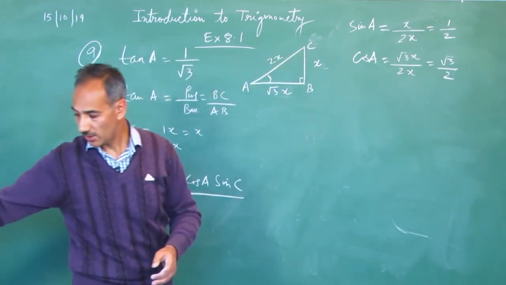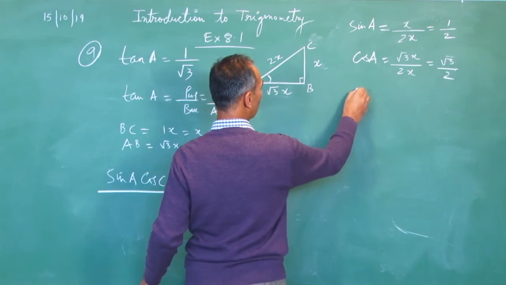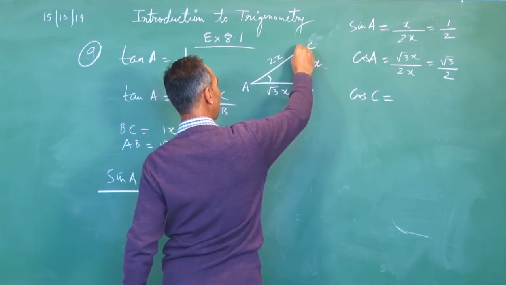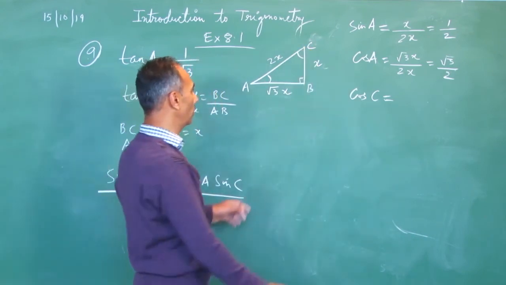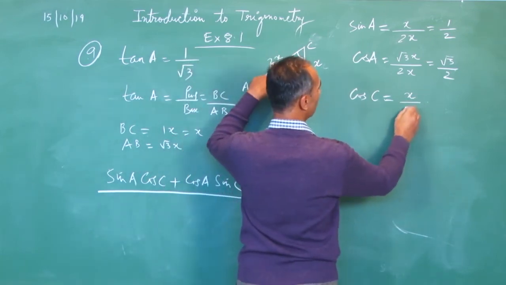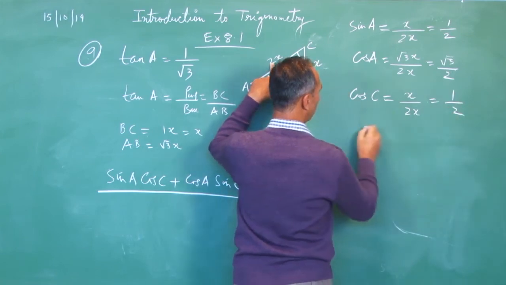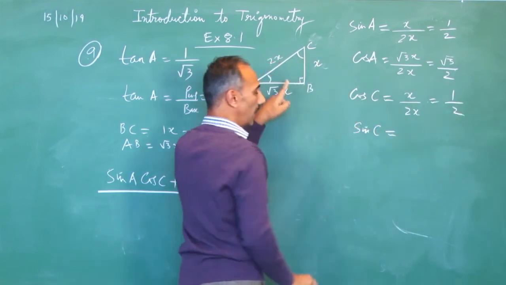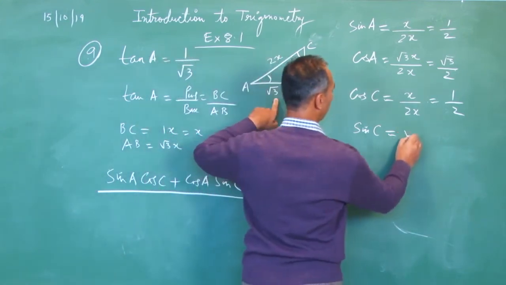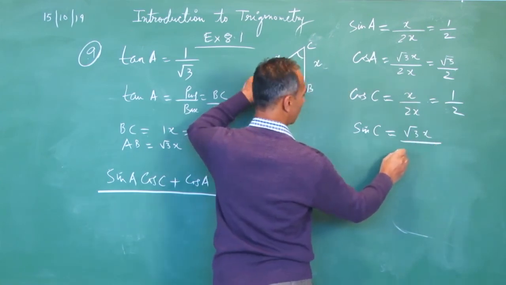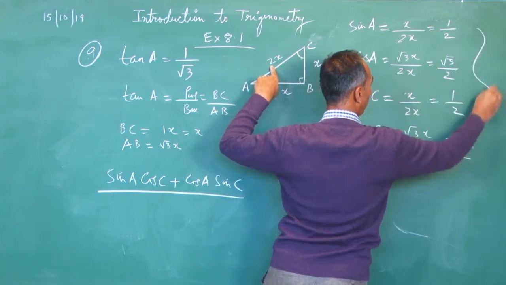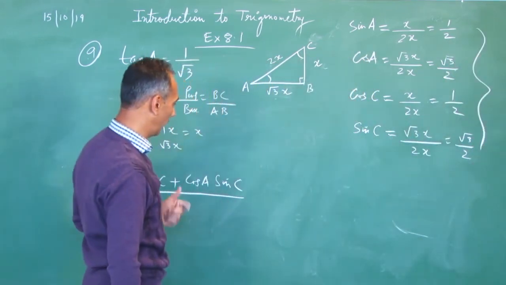This is A. Now let's go to C, because you want C also. So when you take cos of C, cos is base by hypotenuse. Base is that time x. When you take C, base, hypotenuse is 2x. So that will be 1 upon 2. And sine of C, sine is perpendicular by hypotenuse. In terms of C, perpendicular will be this. By hypotenuse is this, 2x. So that is root 3 by 2. So you have these values for sine and cos of A and C.